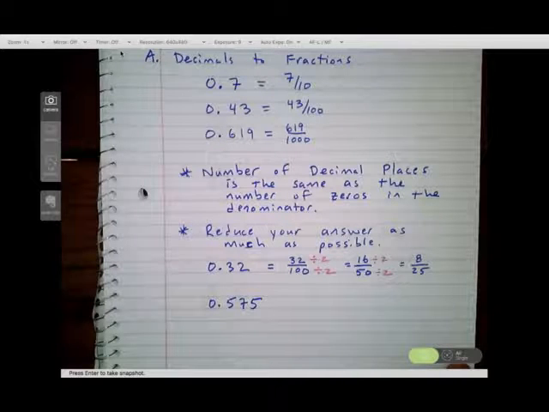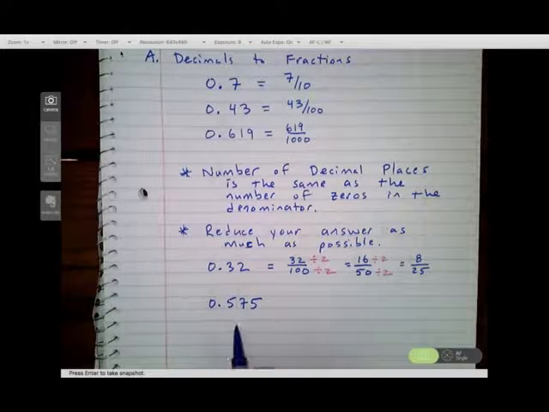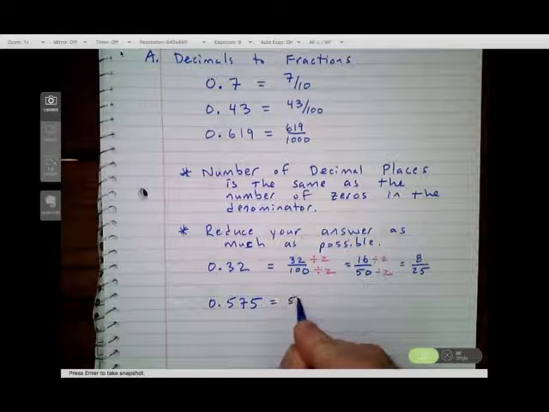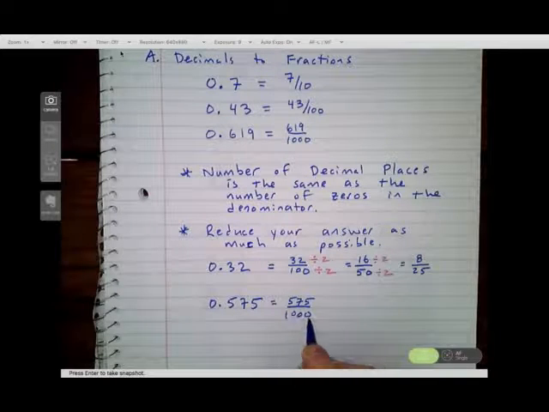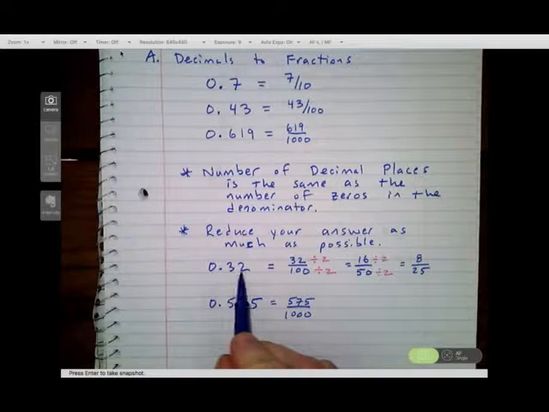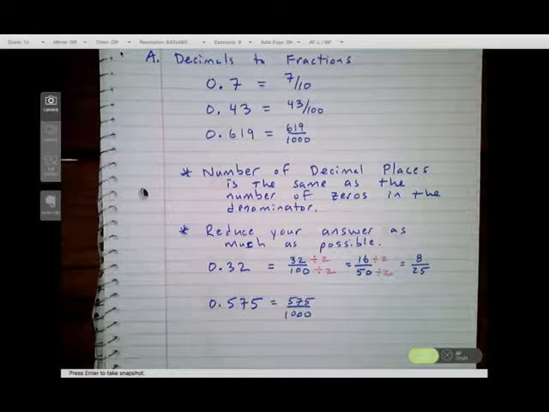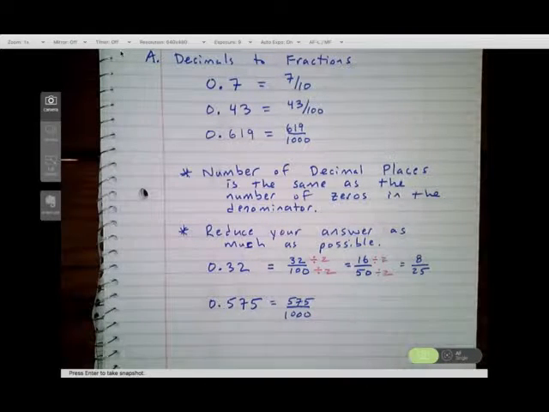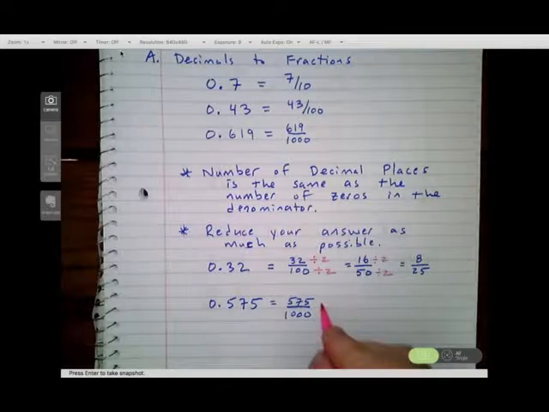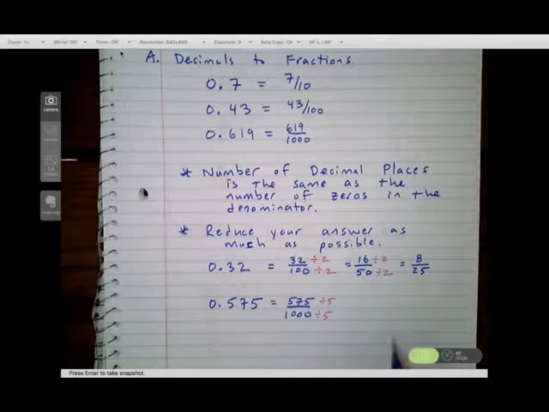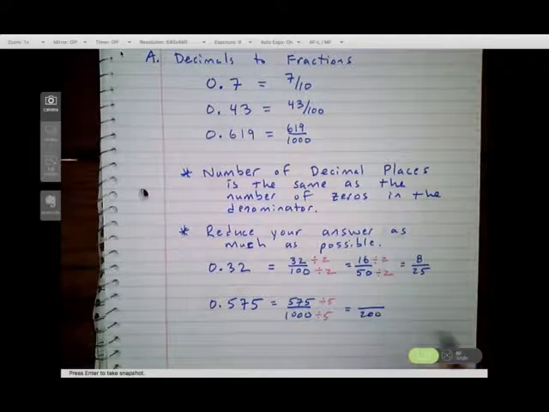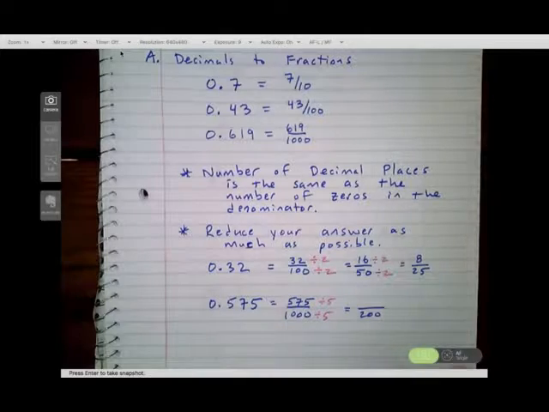Okay, now this one, 0.575. In other words, this is 575 thousandths. Three decimal places, 3 zeros. Okay, again, back up here, two decimal places, 2 zeros. That's how you get started. Well, what goes into both of those? Now this is a hard one. Well, they both end in a 5 and a 0, so that means I can divide them by 5. Alright, let's see here. Bottom one's easy. 1,000 divided by 5, well, that's just 200. What about 575 divided by 5?